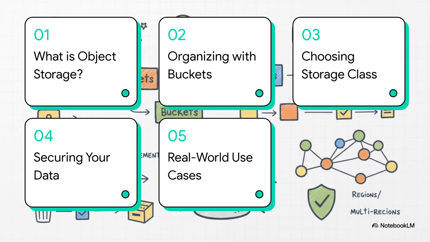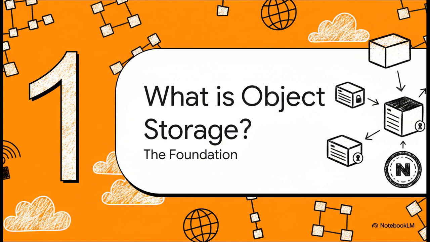So here's the game plan. First, we'll tackle the big idea. What in the world is object storage? Then, we'll see how you keep it organized with something called buckets. After that, we'll get into how you can save some serious money by picking the right storage class. And of course, how you lock it all down and keep it safe. And to top it off, we'll look at some really cool ways people are using this stuff in the real world. Okay, let's dive right in.